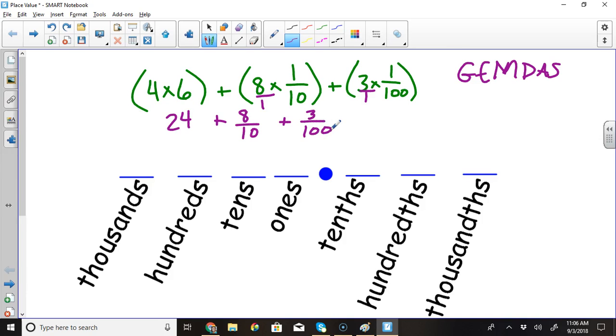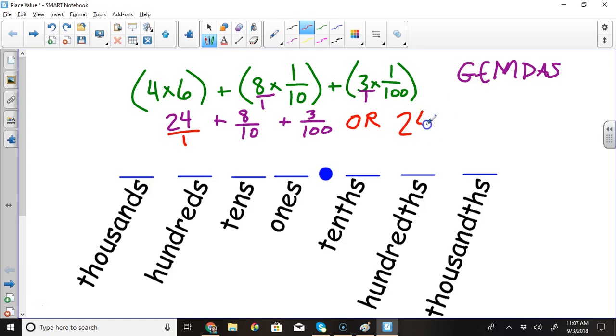Now, I can approach this problem as fractions, so I know that if I were to do that, I'd have to create a common denominator with all 3 of these, right? So 24 would become 24 over 1, 8 tenths, and then 3 100ths, and I'd have to find a common denominator amongst all 3. Or I can use what I know about saying numbers and converting fractions to decimals. So I'm going to do it that way.